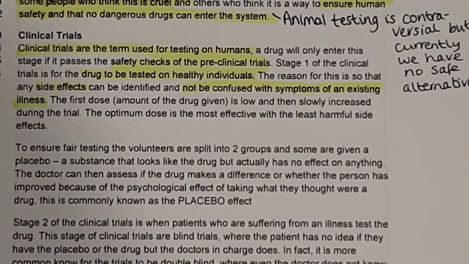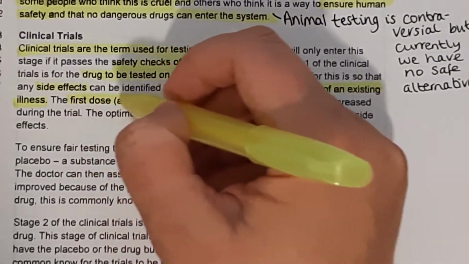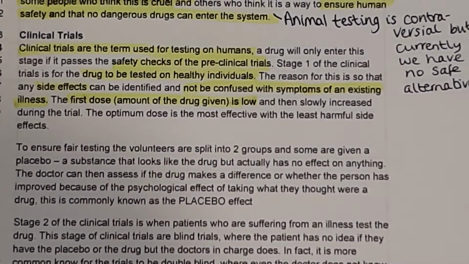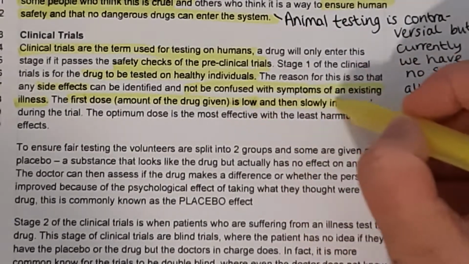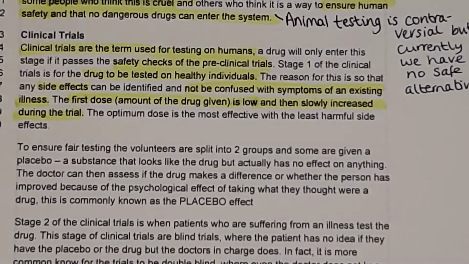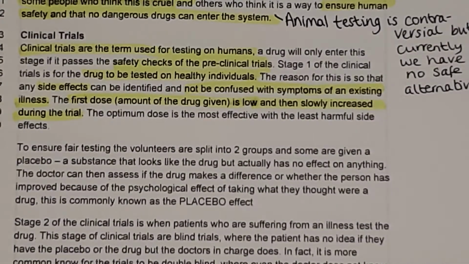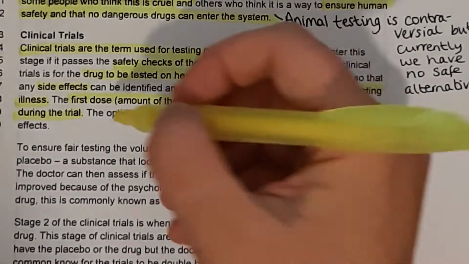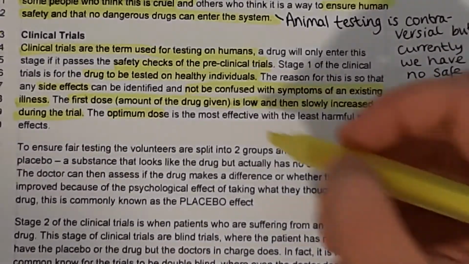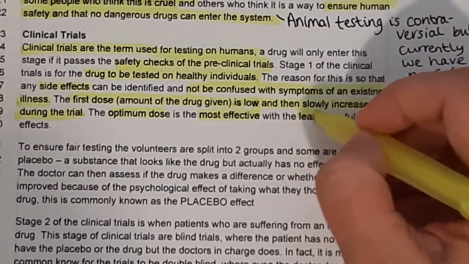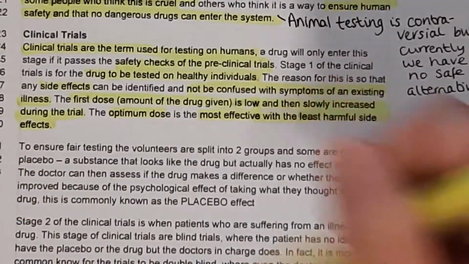So the first dose, that's the amount of drug given, is very low, and then slowly they increase it during the trial. The idea here is to check first that at a low dose there are no nasty side effects, or any side effects in fact. Then as they increase the dose, they want to see what side effects occur and at how high a dose these side effects occur. And that allows them to figure out the optimum dose. So the optimum dose is the most effective with the least harmful side effects, and so optimum dose is what we're aiming for.